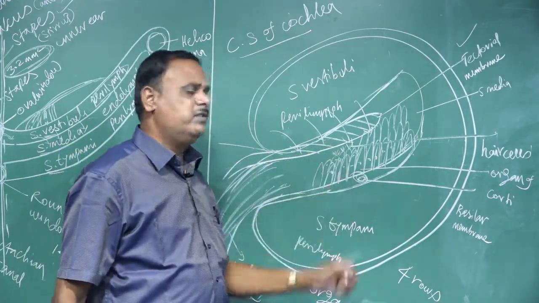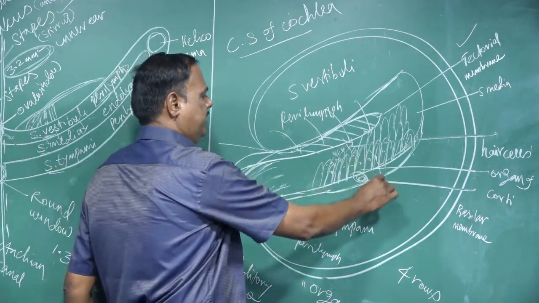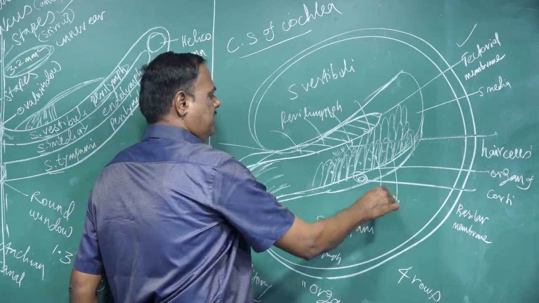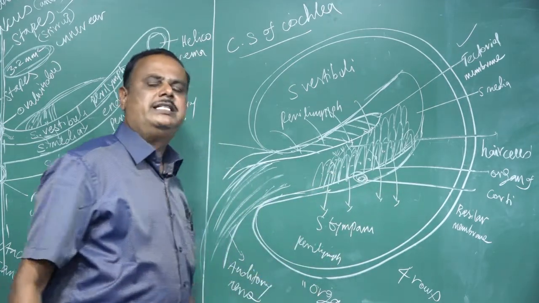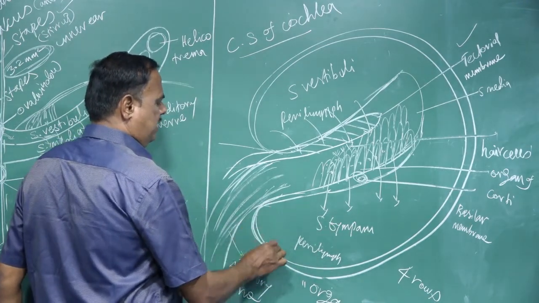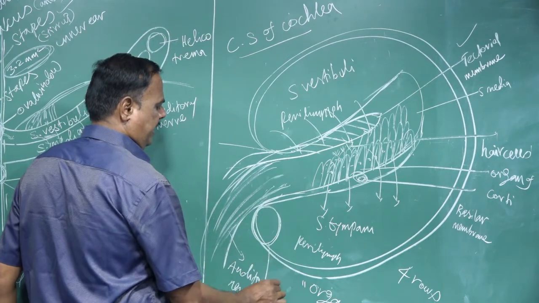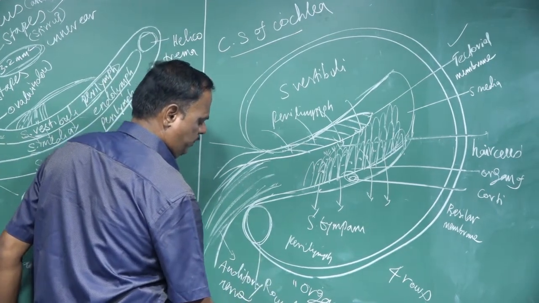The pressure waves are converted into electric signals. Then this action potential, the electric signal, enters the scala tympani. At the end of the scala tympani, the round window is present.